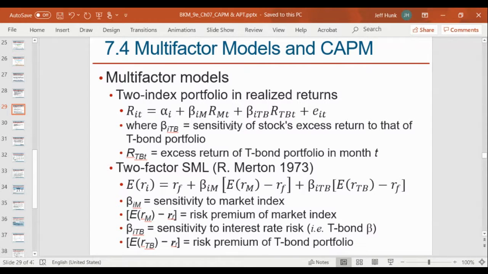One factor can be, of course, the market index. The second one is the Treasury bond. Treasury bill is already the risk-free return, and the risk-free return will be included in the alpha, right?